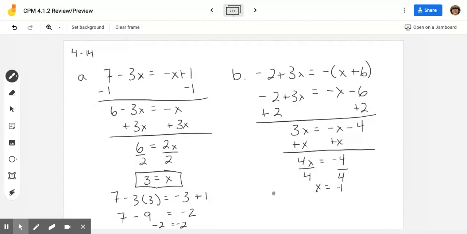So let's test that. Negative 2 plus 3 times negative 1 equals the opposite of negative 1 plus 6. So that's going to be the opposite of 5. So that's negative 5 on that side. This is going to be negative 2 plus 3 times negative 1 will be negative 3. That's going to be negative 5 equals negative 5. So this is true.